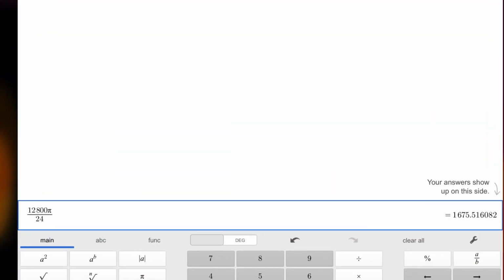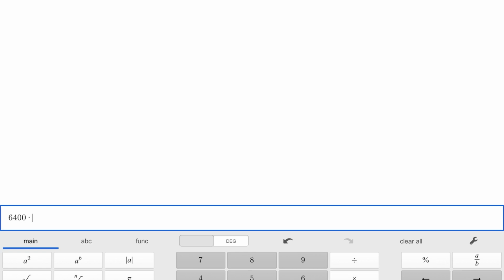I'm just going to write down approximately how much this is. So let's go ahead and calculate that. 6,400 times the cosine of 43, and I get approximately 4,681 kilometers.